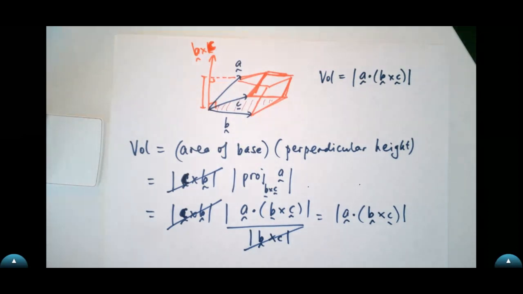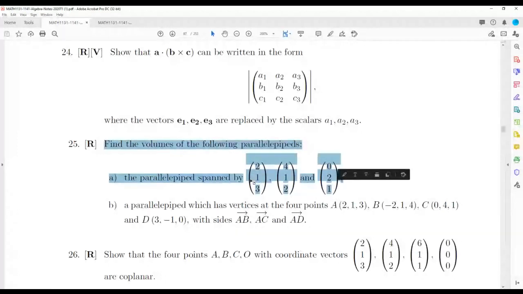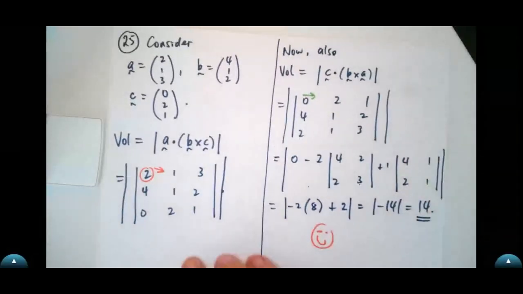So in question 25, we're asked to compute the volume for a parallelepiped. Let me just go back to the PDF. So here it is. Find the volume, and there are three vectors there, say A, B, and C. And how do we do it? Well, let's just use the formula that we just derived.